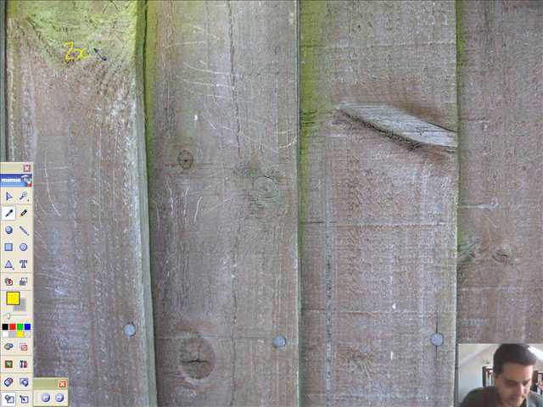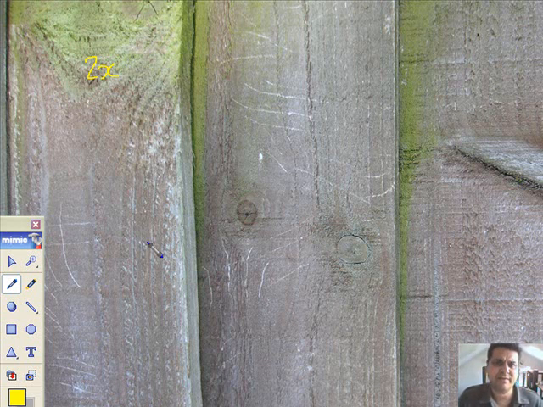I've got 2x. Oh, by the way, the background is somebody's fence back in Weymouth. I just thought that's a nice fence. Took a picture of it. I thought I'd write on the fence. There we go.